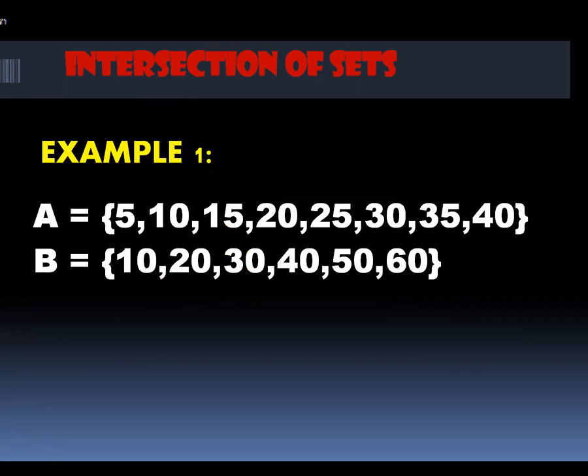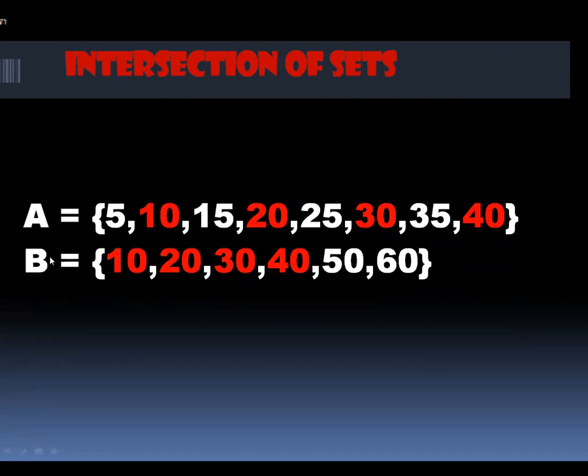Okay, example. A is equal to 5, 10, 15, 20, 25, 30, 35, 40. Set B is equal to 10, 20, 30, 40, 50, and 60. So what are the elements common to sets A and B? Sets A and B have the elements which are common to them: 10, 20, 30, and 40. These elements are their common elements.